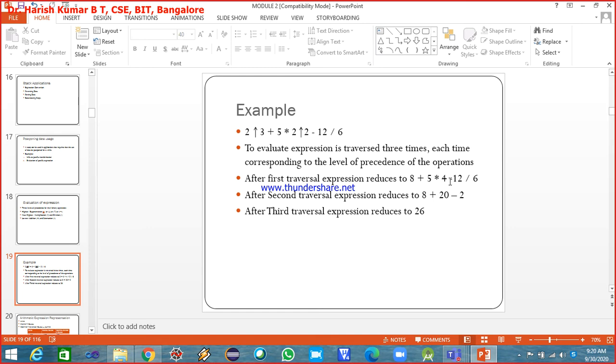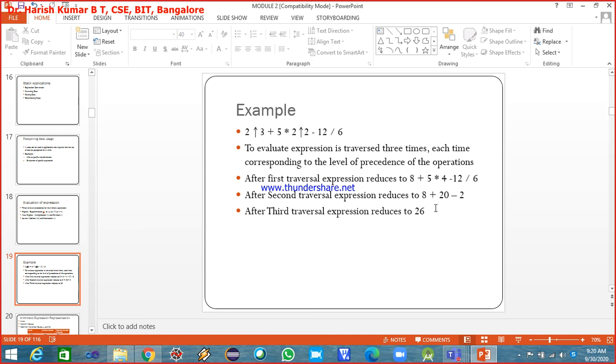Now which one to evaluate first? Should I evaluate 4 into 5 first or 12 divided by 6? What do I have to do? I have to do this first, 4 into 5. So left to right associativity we have to follow. 8 plus 5 into 4 is 20, minus, and now I evaluate 12 by 6, which is 2. So this is what I got.